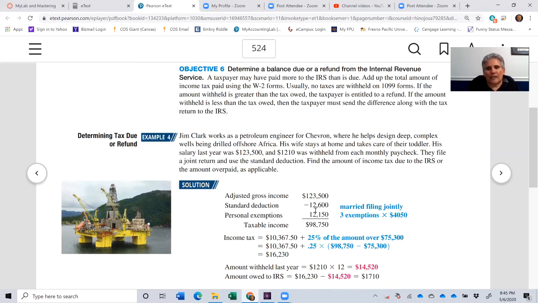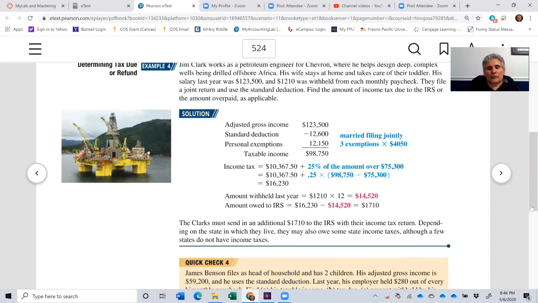So what we're going to do is take $98,750, the taxable income, subtract from that the $75,300. That's going to equal what is over $75,300. And then we're going to take that amount and multiply it by 0.25. That is then going to be added to $10,367.50. So the total amount, $16,230.